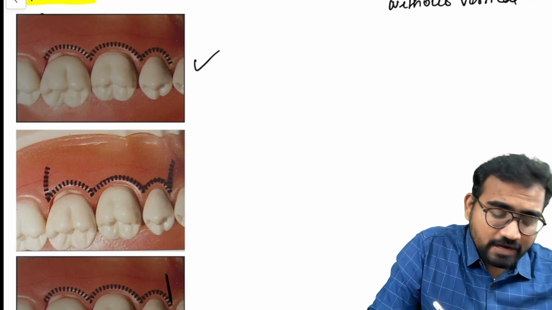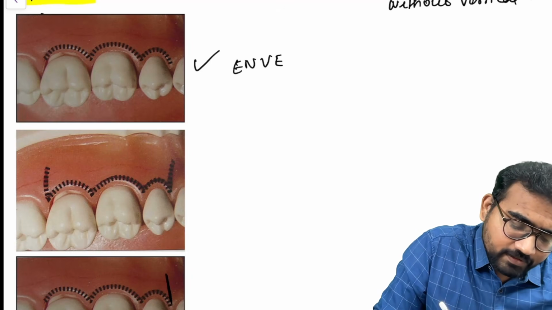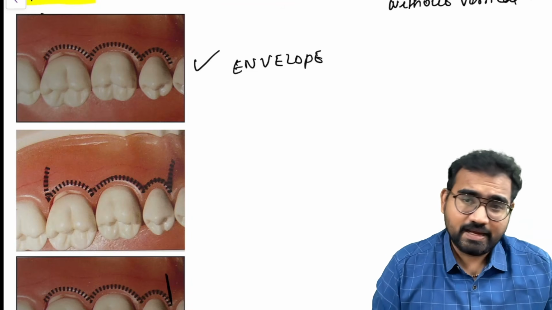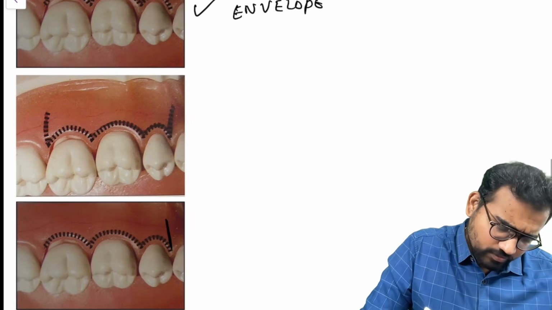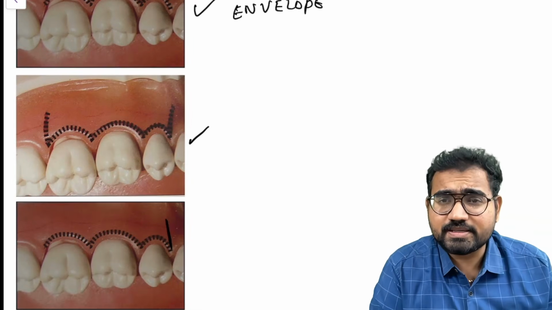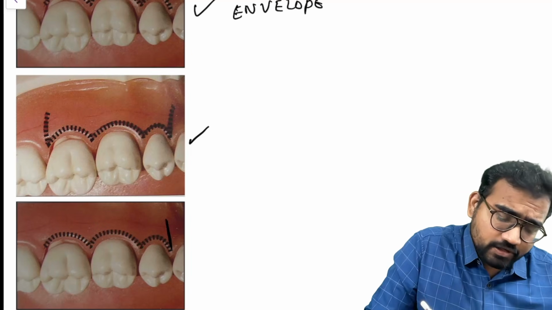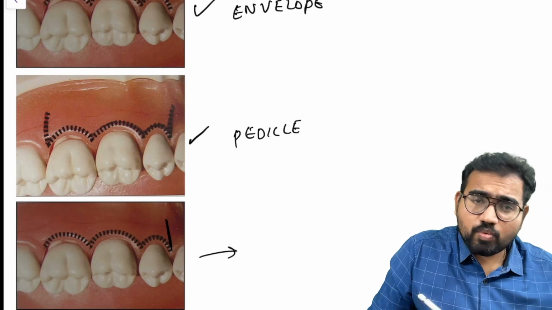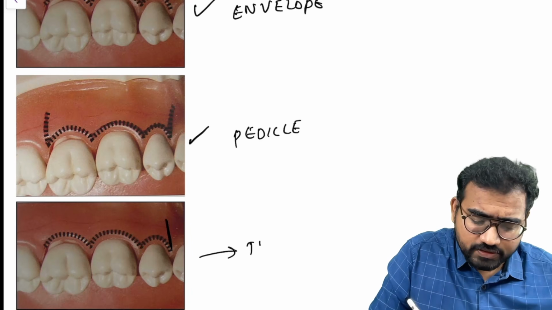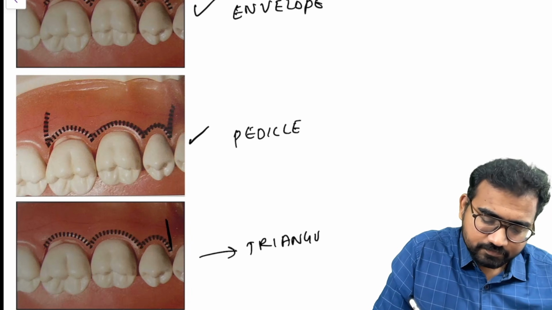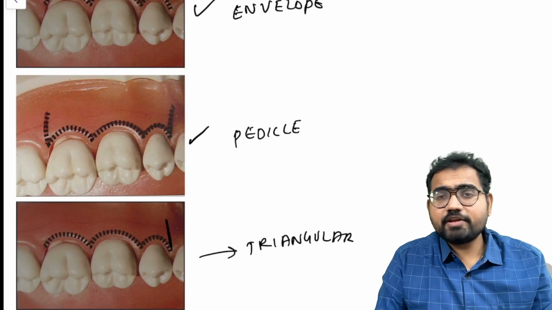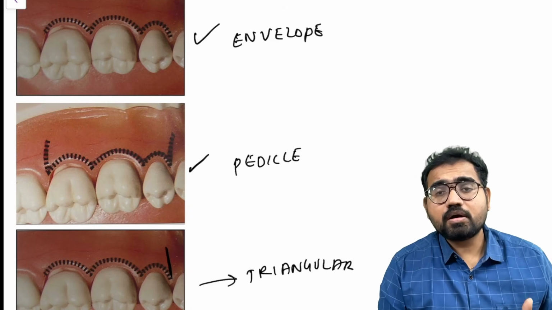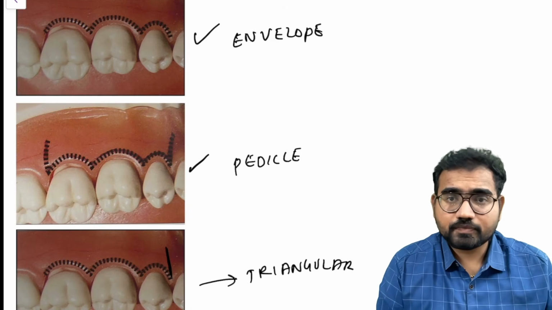This kind of flap technique is called the envelope flap technique. This design of flap is called envelope. I can give two vertical releasing incisions for a flap. This is called pedicle flap design, or one vertical releasing incision. This is called triangular flap technique. So the three flap designs which we have learned now are envelope, pedicle, or triangular flap design. Okay.